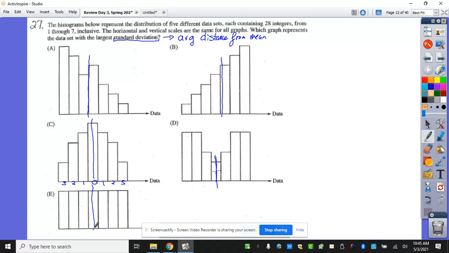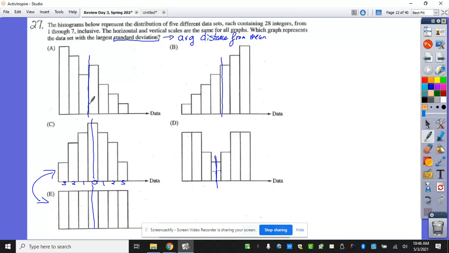Between these two, C and E, which one has the higher standard deviation? E, because I have more pulling away and less pulling 0. Stay with me, I'm not getting a lot of response there.